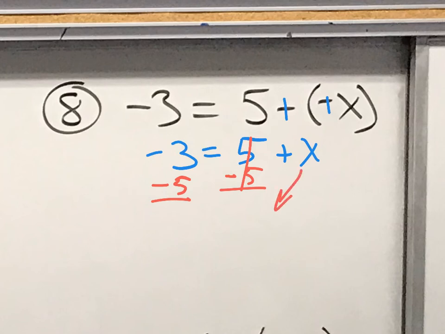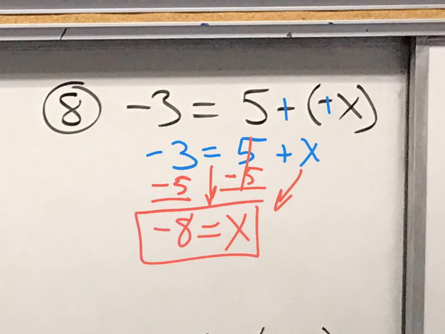The x is going to come down. The equal sign is going to come straight down. -3 minus 5. You owe 3, you owe 5. Eddie, what do you get? -8. Yeah. All right. I was going to say that. Good. Let's try another one.